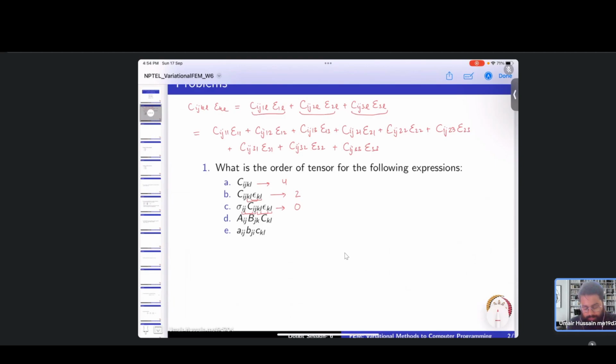Then we have Aij, Bjk, and Ckl. So here we see that J is repeated and K is repeated. So J and K are dummy indices, and we have I and L as free indices. So we have the order of tensor as 2. We have 2 free indices. Then we have Aij, Bji, Ckl. So I is repeated, J is repeated. So I and J are dummy indices, but K and L are not repeated. So we have 2 free indices here. Again, the order of tensor is 2.